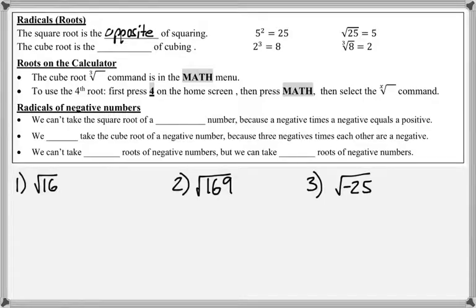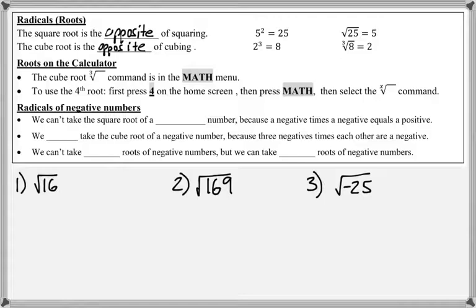The cubed root is the opposite of cubing. So you can say opposite, you could say inverse. If you take 2 and cube it, you get 8. If you take the cubed root of 8, you get back to 2. On the calculator, the cubed root command is in the math menu, and the fourth root command is also in the math menu. We'll take a more detailed look at that when we get to one where it is a cubed root or fourth root.